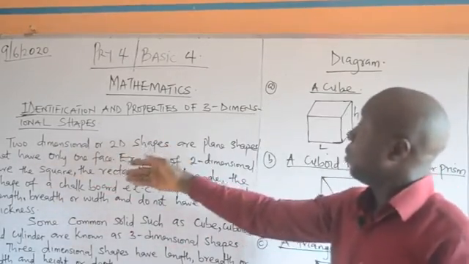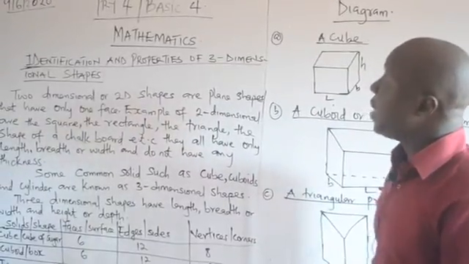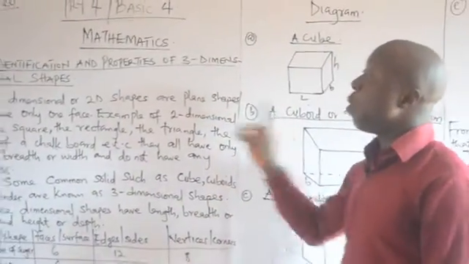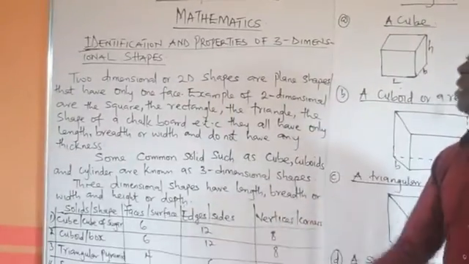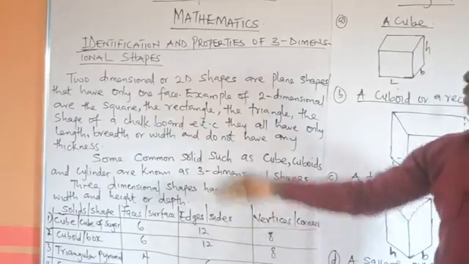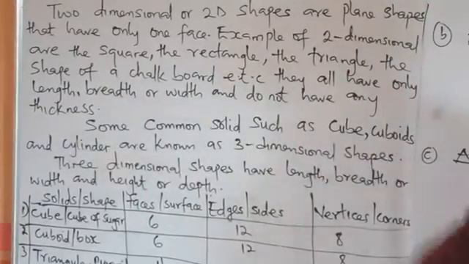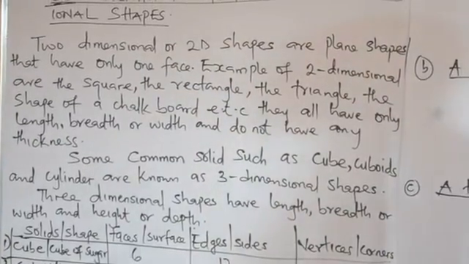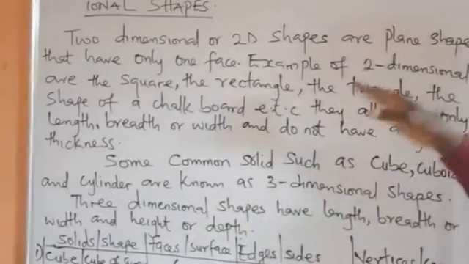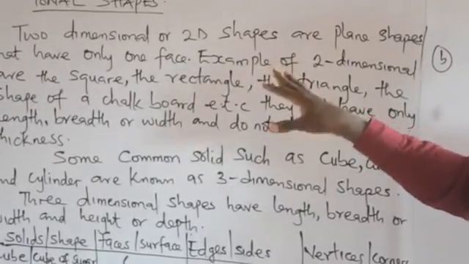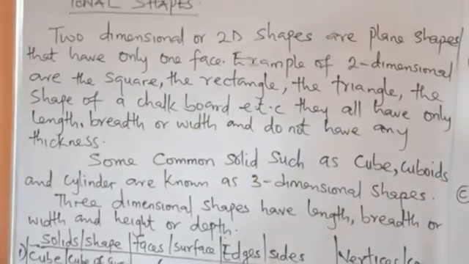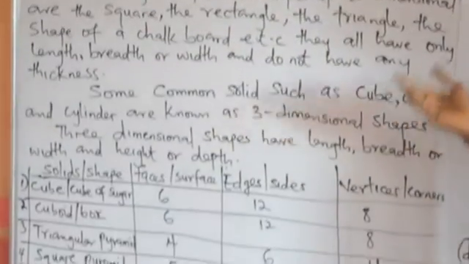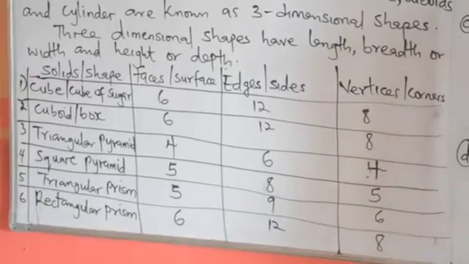Two-dimensional or 2D shapes are plane shapes that have only one face. Examples of two-dimensional shapes are the square, the rectangle, the triangle, the shape of a chalkboard, etc. These are some of the two-dimensional shapes.